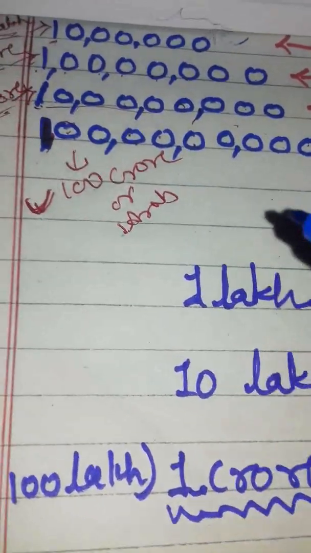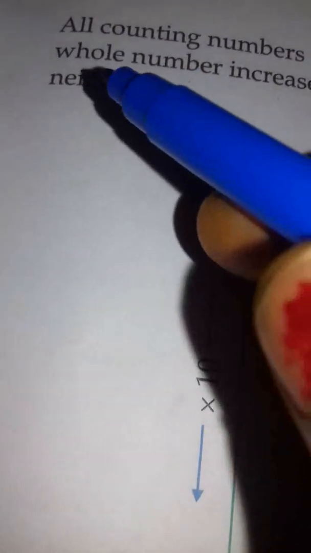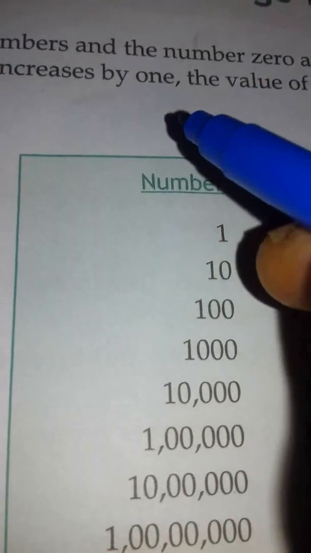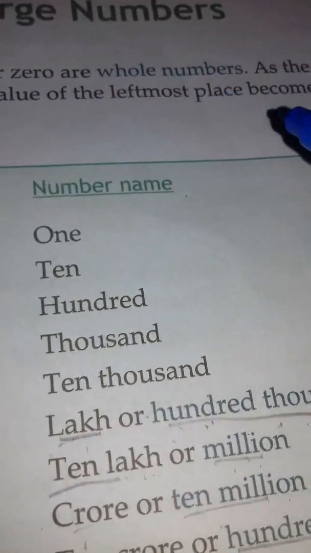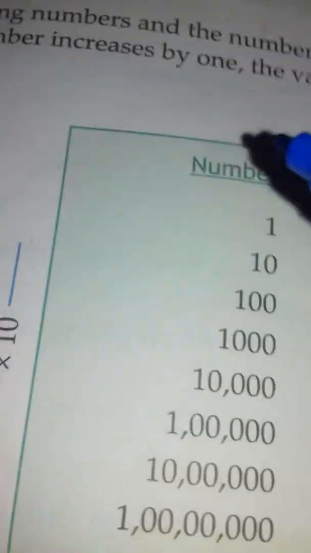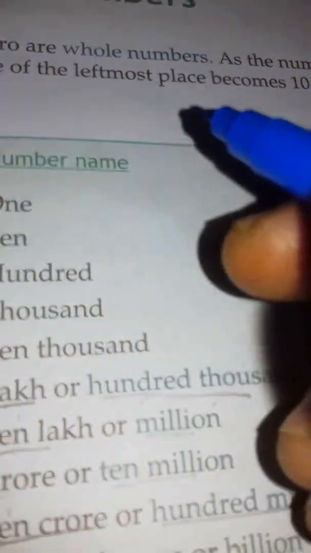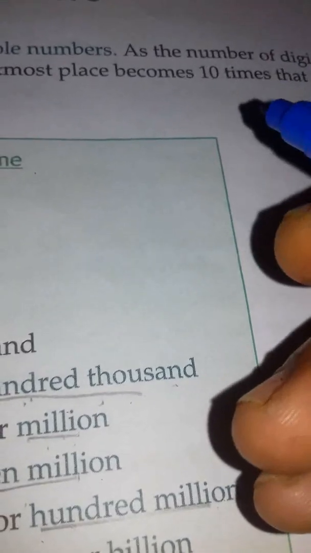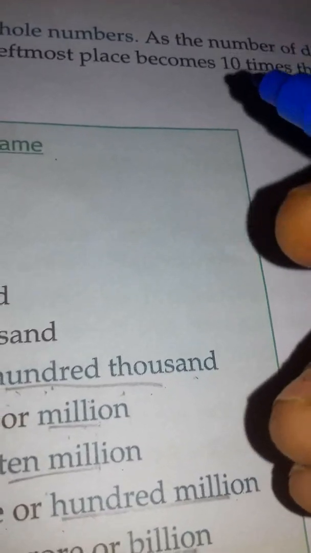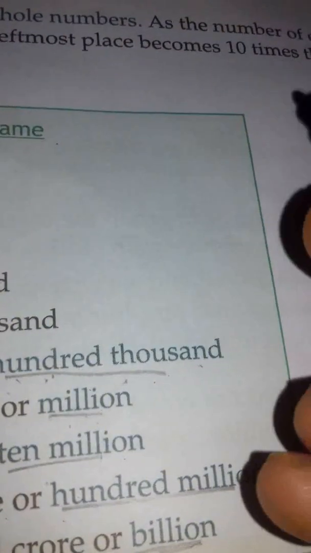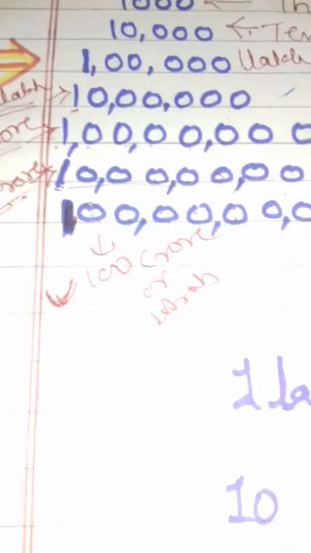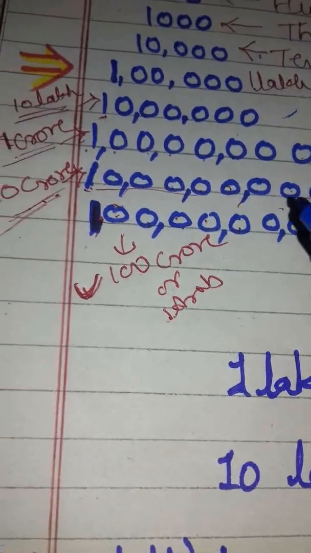Let us see how it is 100 crore. As we know, when the number of digits in a whole number increases by 1, the value of the leftmost place becomes 10 times that of its neighbor. It means the value of the leftmost place becomes 10 times more than that of its right place value. So before this the number was 10 crore.